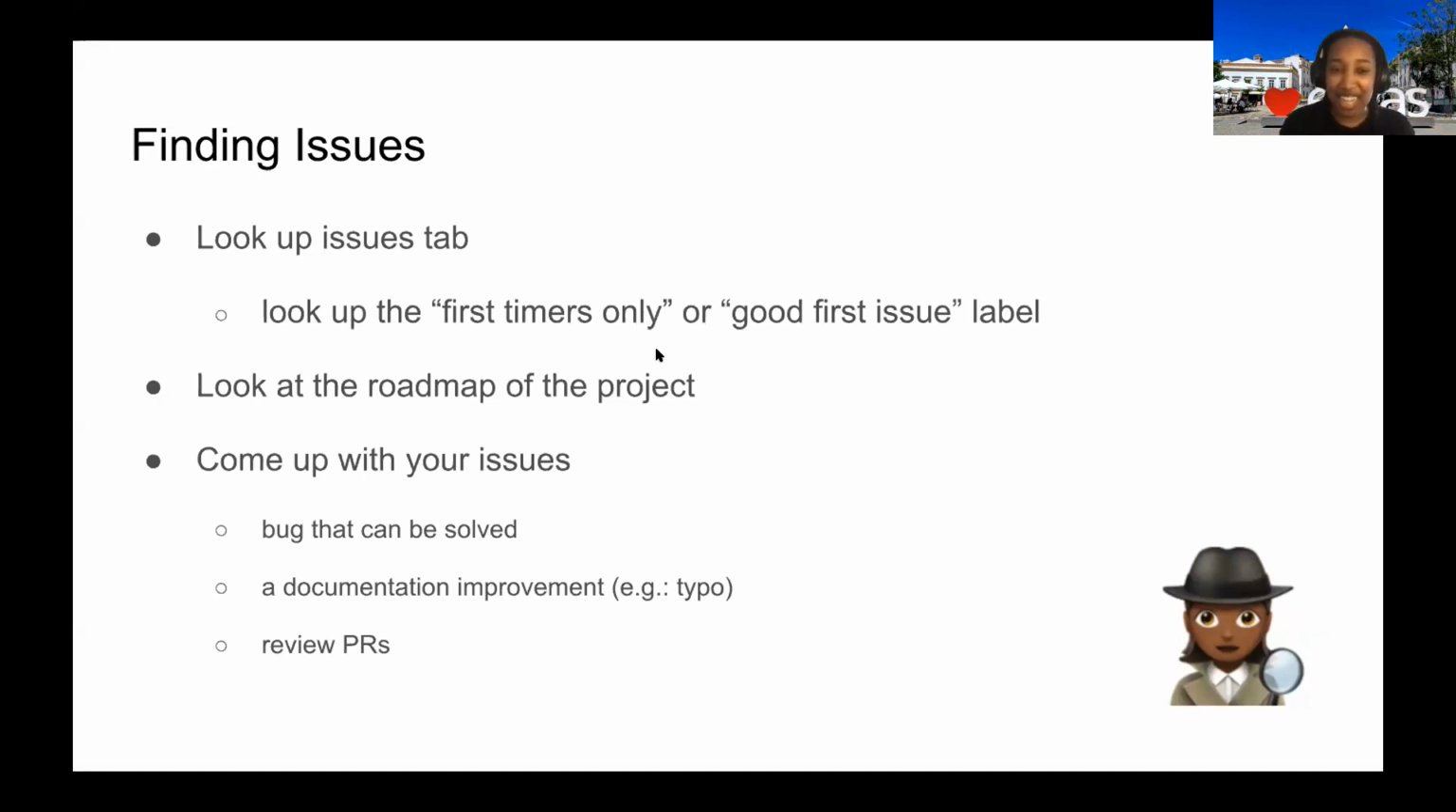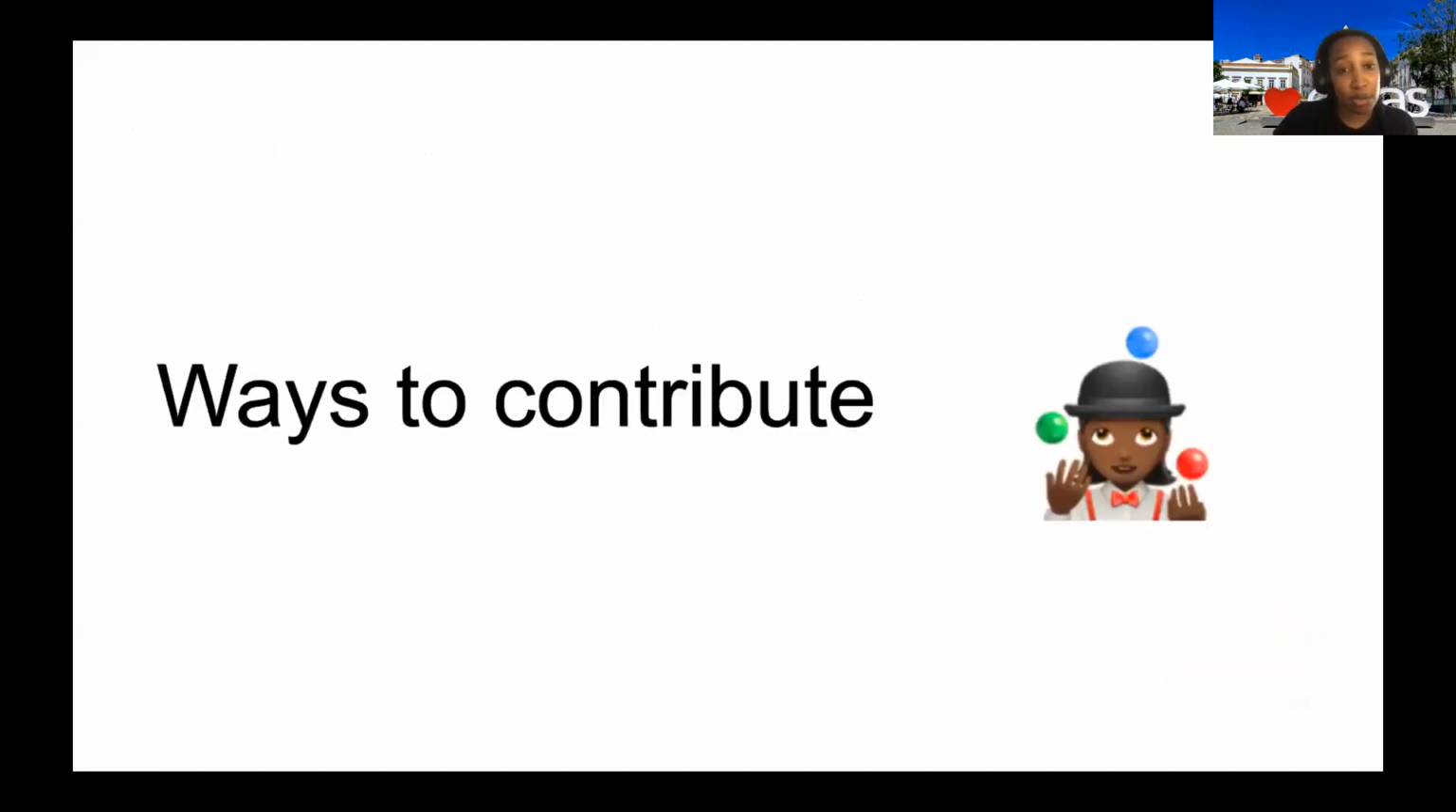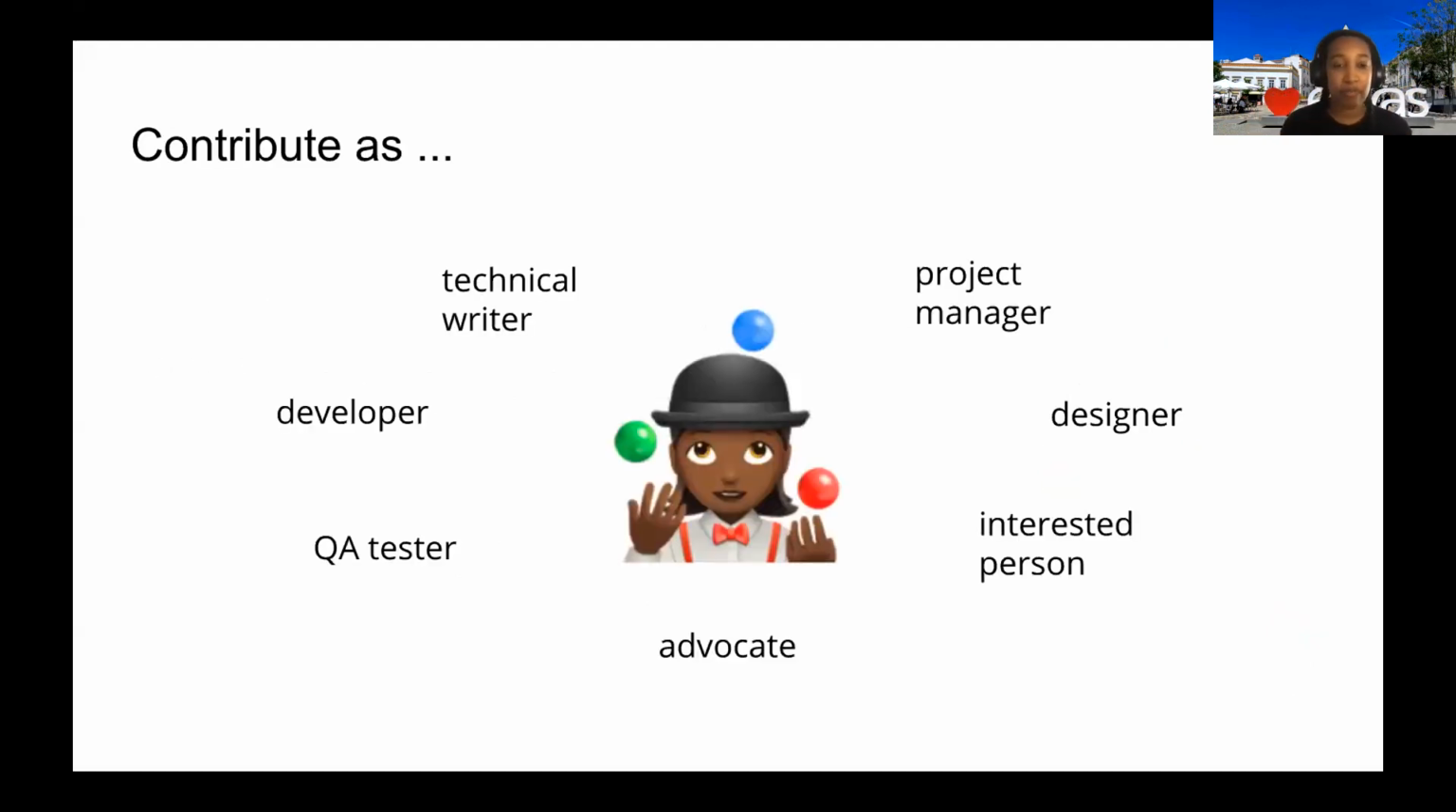This is not exactly coming up with issues, but this is something you can totally do to help an open source project. And I want to dive deeper into ways to contribute. I already hammered a lot into it, it's not just about code. So I want to tell you, you can contribute as a technical writer, developer, project manager, designer, QA tester, advocate. What I'm doing right now, I'm being an advocate for open source and trying to educate others that you can also contribute and there's a place for everyone in open source. So this is me doing advocacy work, for example.